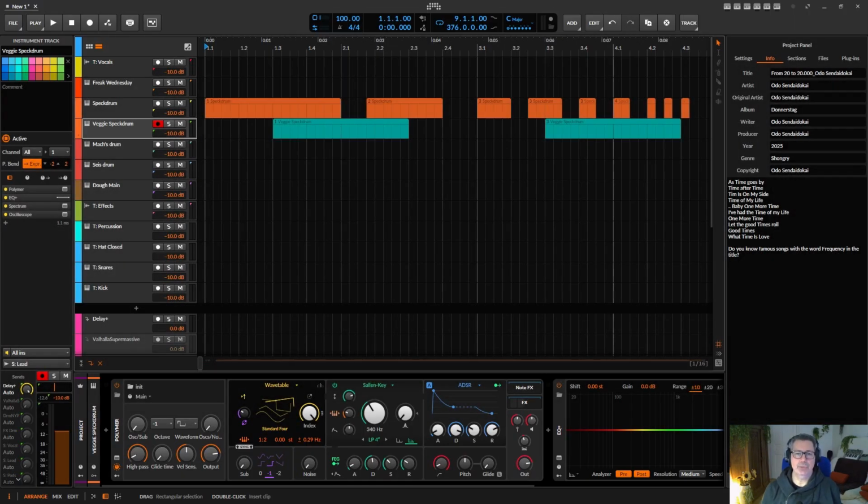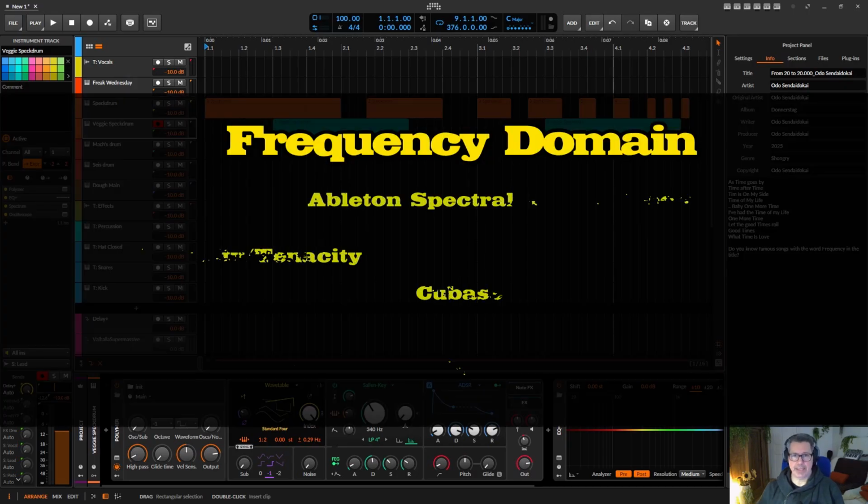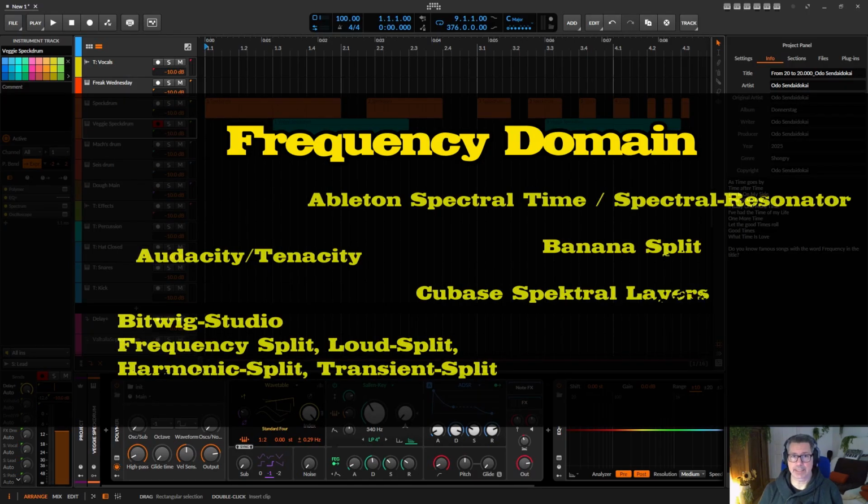So classic tools include the spectral editor in Audacity or its successor Tenacity, the Cubase spectral layers, Ableton spectral time or spectral resonator, or in Bitwig Studio spectral tools such as frequency split, loud split, harmonic split, or transient split.